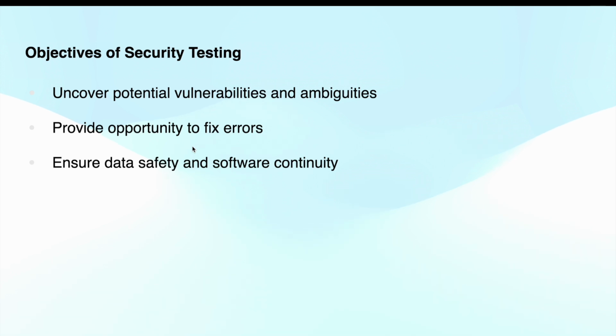The main objective of security testing is to uncover all potential vulnerabilities and ambiguities in the application to prevent it from failing. By conducting security testing, we can identify various security threats and provide programmers with the opportunity to fix these errors. It is a testing procedure that ensures the safety of data and the continuous operation of the software.